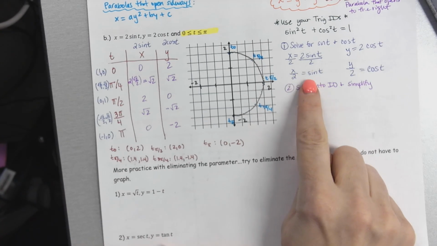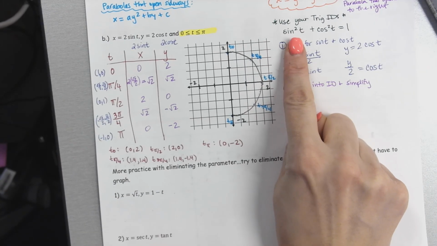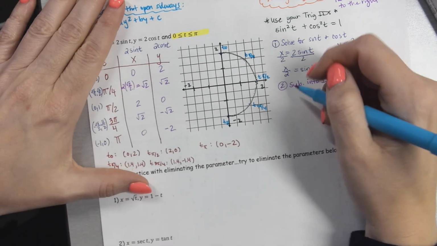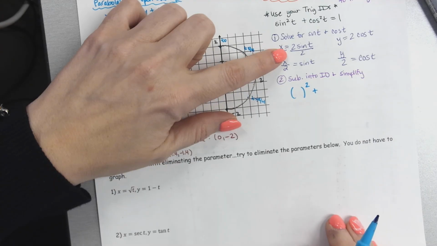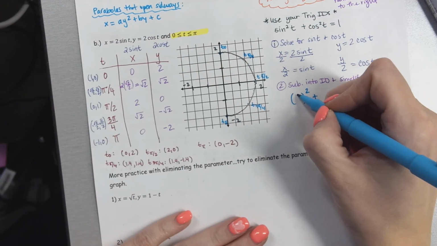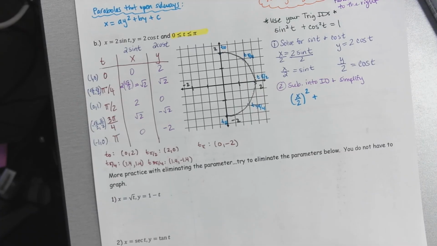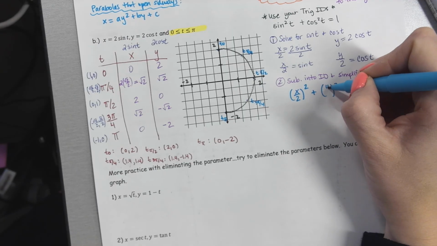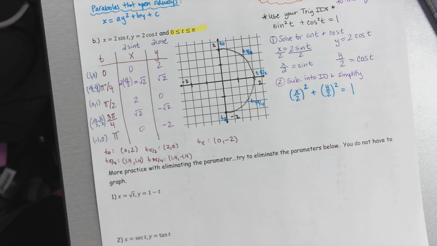So one way you can think of this is if you have the sine of t and this is the sine squared, you can just take that value and you can square it, right? The sine squared, and then the sine is x over 2. So you could write it like that. And do the same thing with the cosine squared. So if you have y over 2, and then square it.